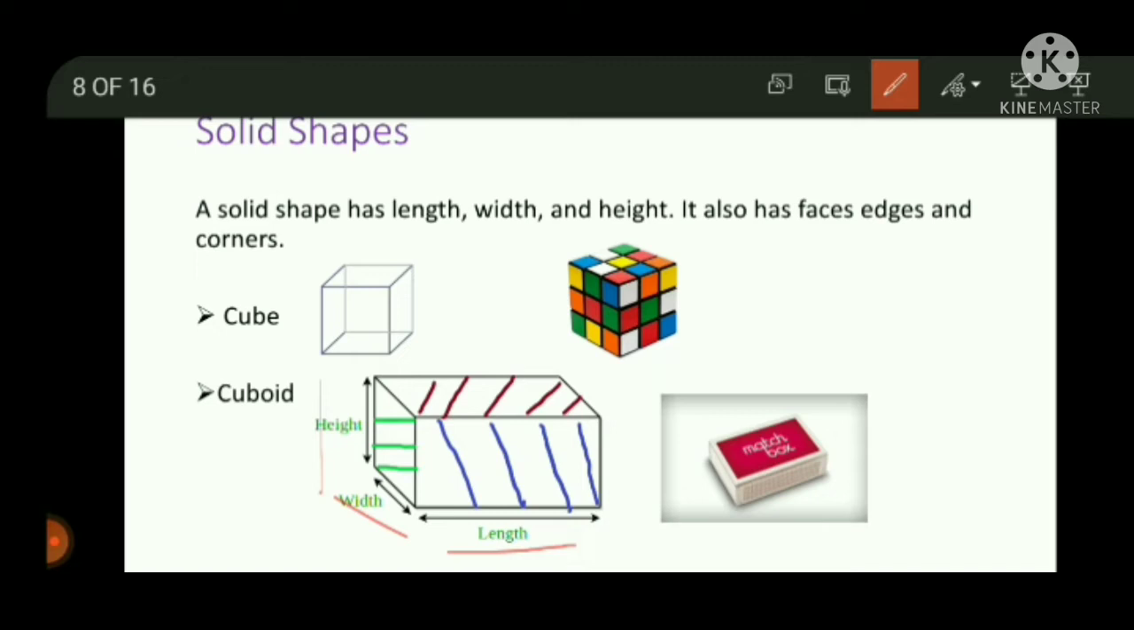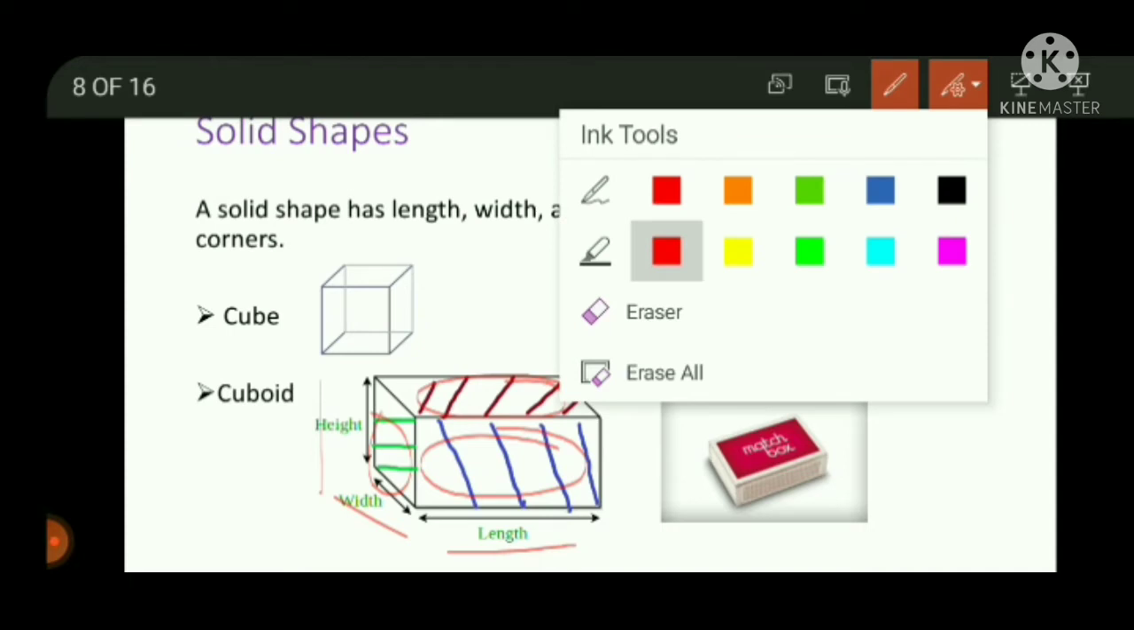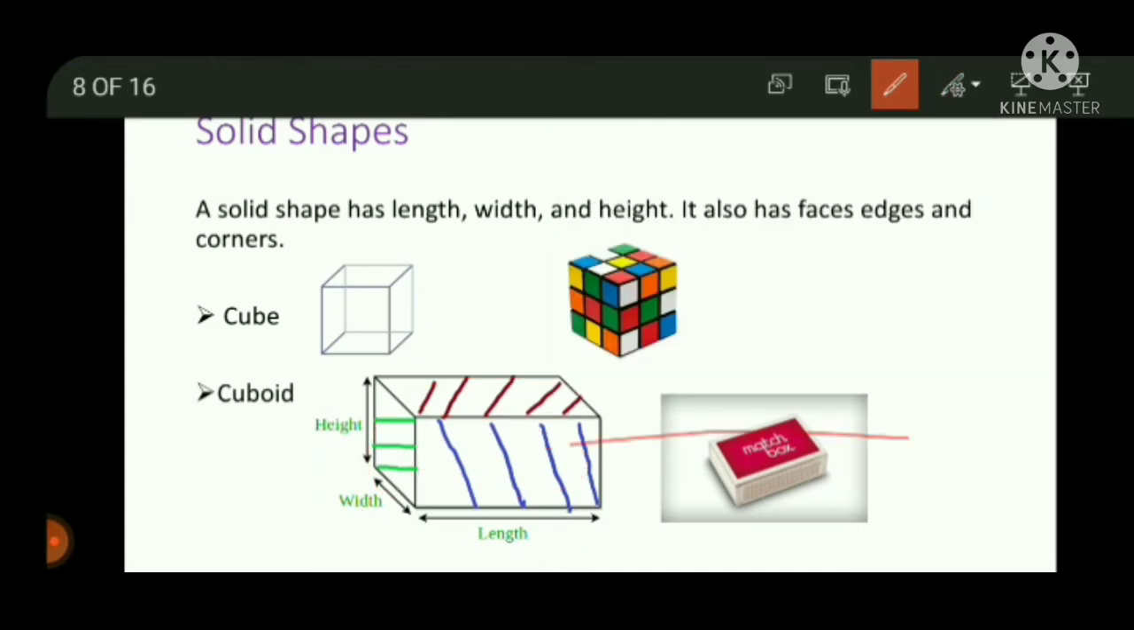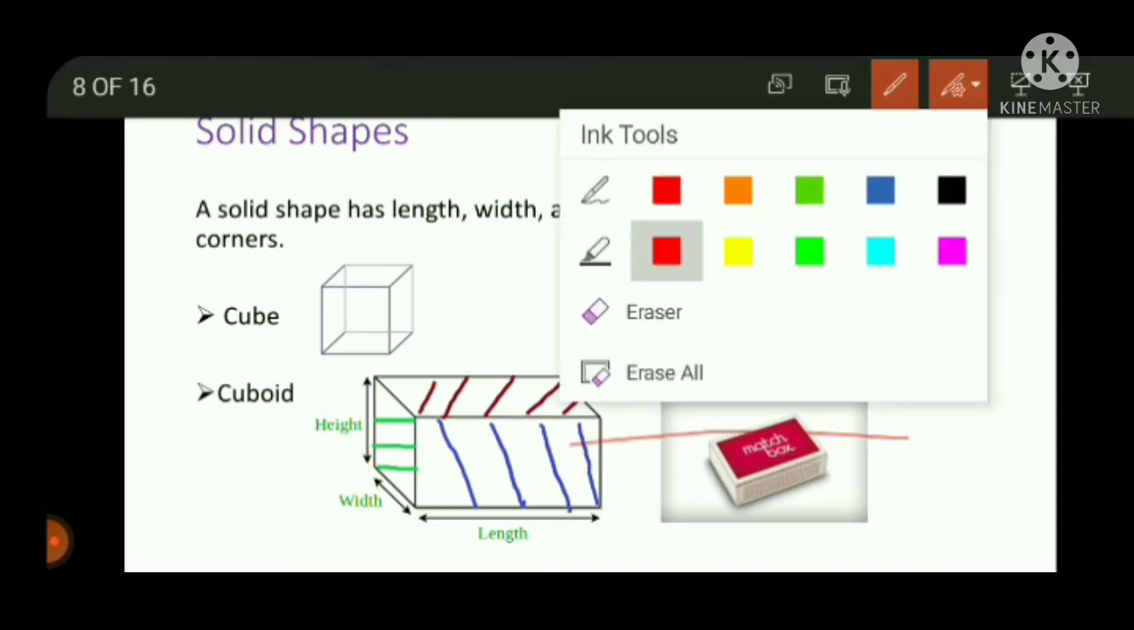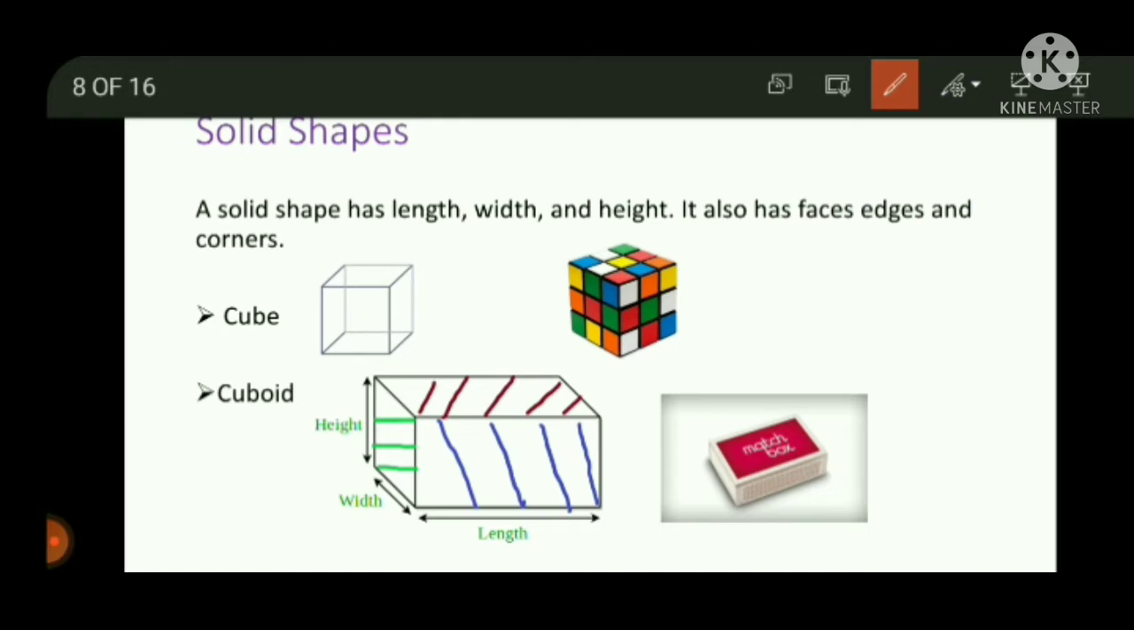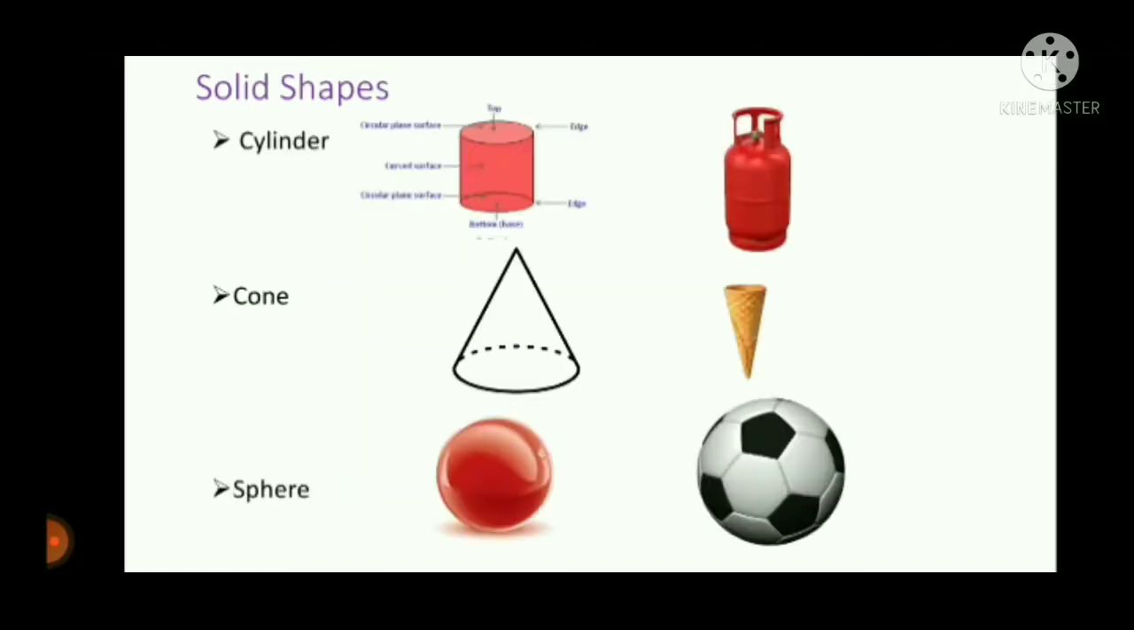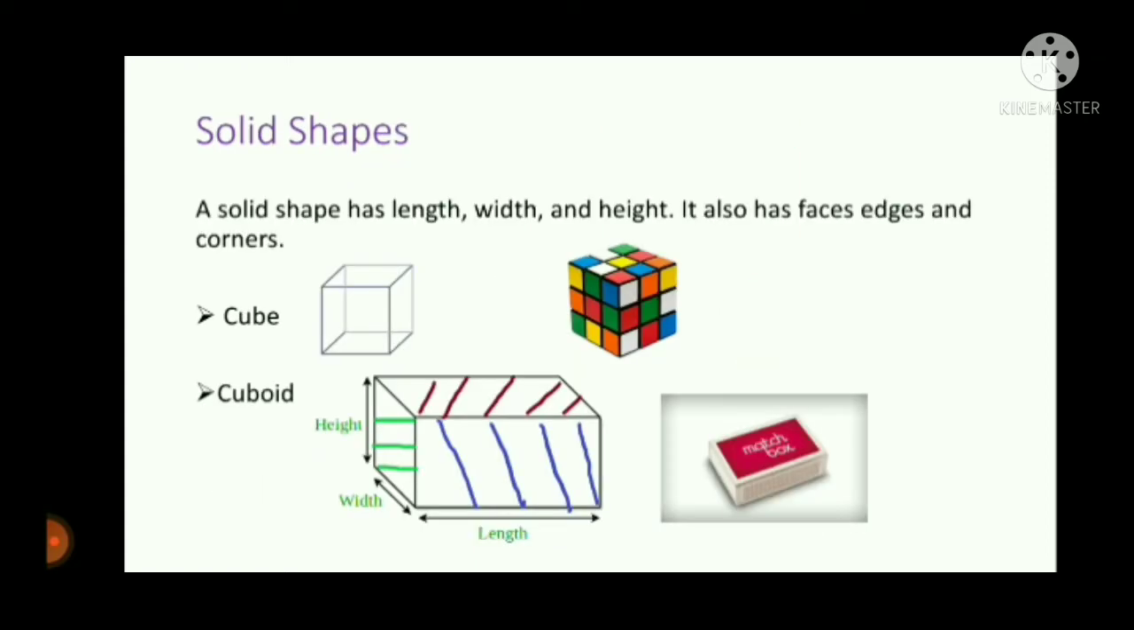And it has faces. If you see, there are some striped portions. So these are the faces of solid shapes. Okay. So now let us go to the details of faces, edges and corners. The solid shapes that we will learn today, the first one is a cube.